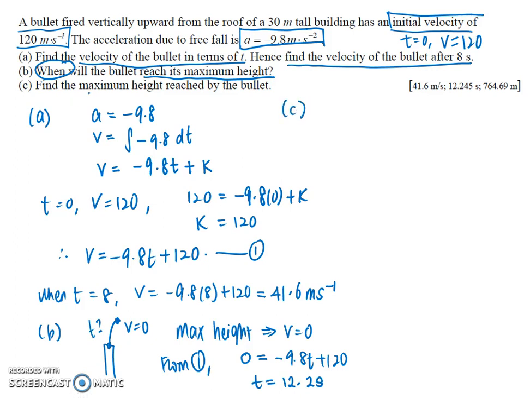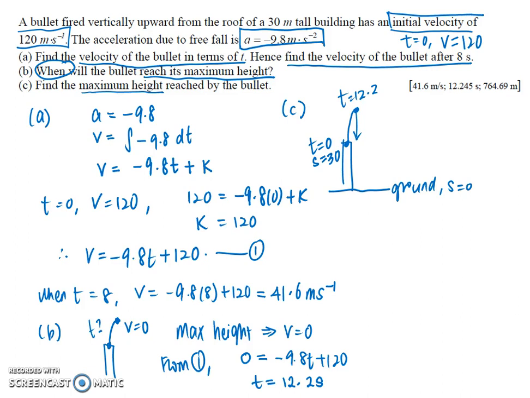So let's take a look now at part C. Now find the maximum height reached by the bullet. So this bullet has actually been released from a building of height 30 meters. So we can take time to be 0, and if we take the ground as 0 displacement, 30 meters above that ground means s is 30. This bullet flies up. That instant when time is 12.2, it stays stationary before it falls back down again.